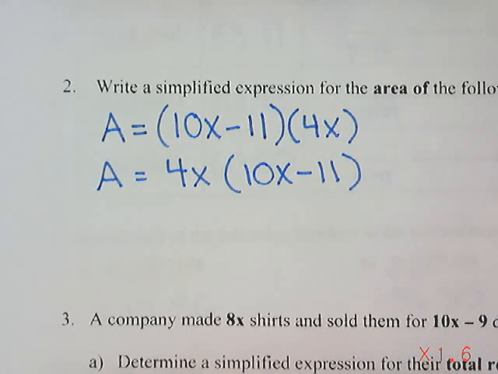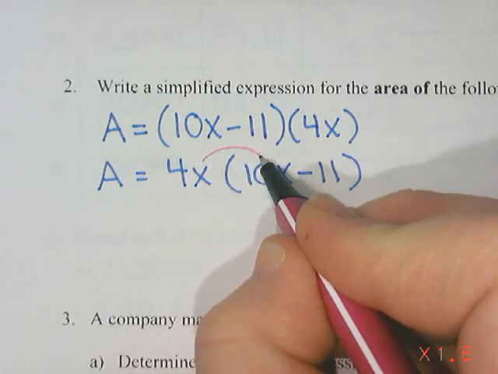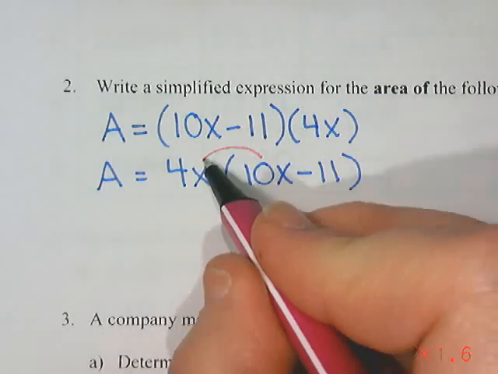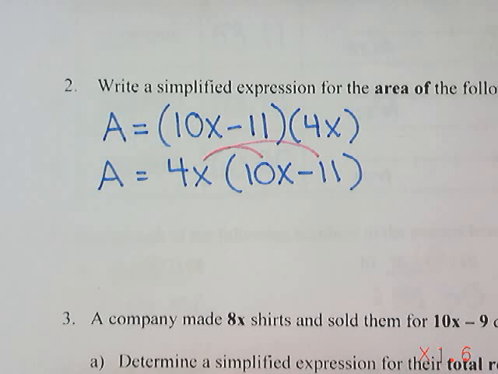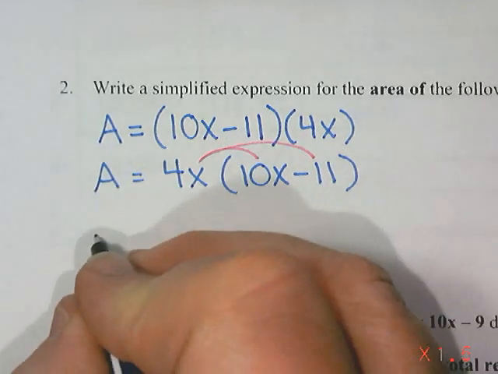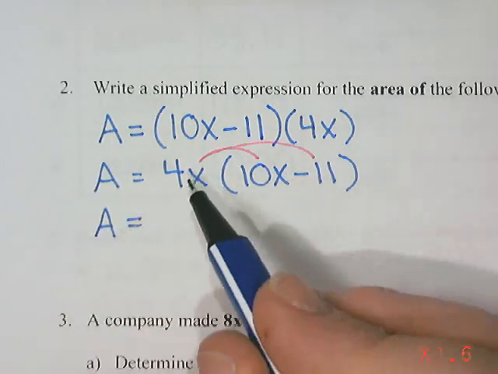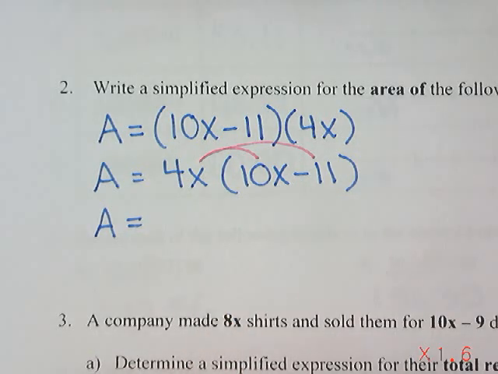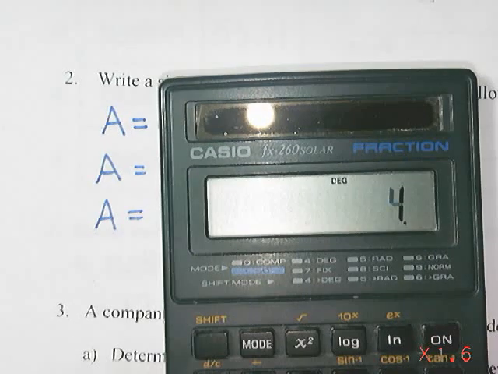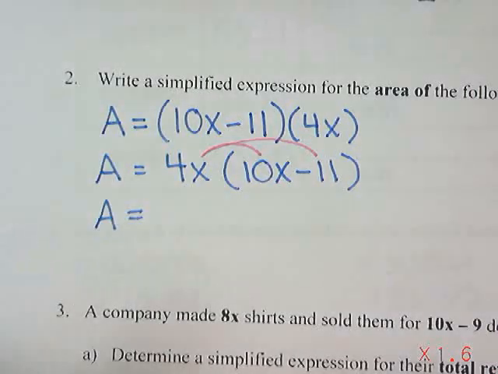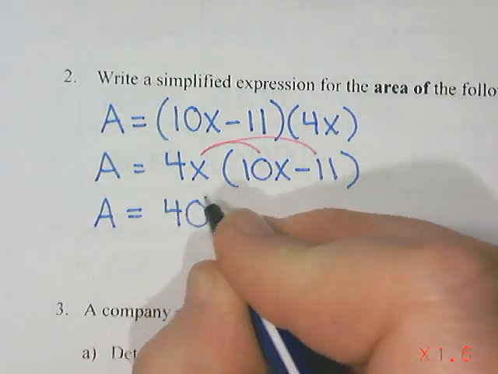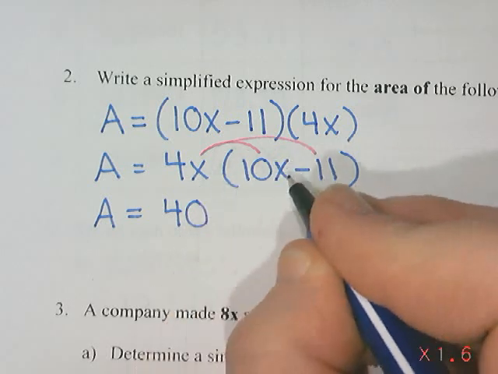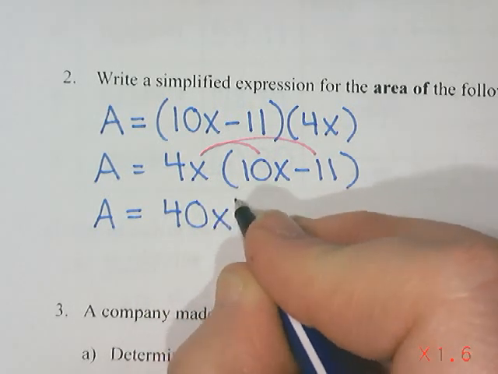Okay, that is an expression for the area, but we want a simplified expression for the area. So we are actually going to multiply this out. I am going to multiply 4x into the bracket by multiplying it by 10x and then multiplying it by negative 11. So my area is going to be 4x times 10x. So 4 times 10 is 40. And x times x, we are multiplying x by itself, so that is x squared.